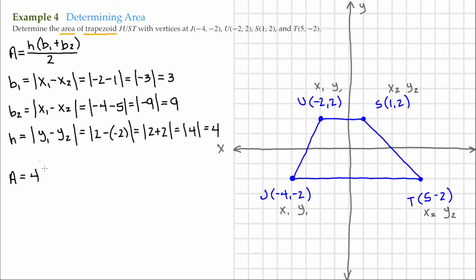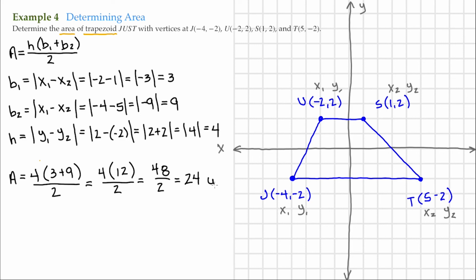That's the height of 4. One of the bases is 3. The other base is 9. This is 4 times 12, divided by 2. 4 times 12, that's 48. Divide that by 2, that becomes 24. And then we'll just say square units. Don't forget, since we're talking about an area, we have to designate it with a square so that we know that we're talking about an area. So 24 square units.